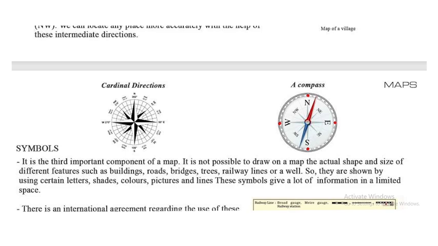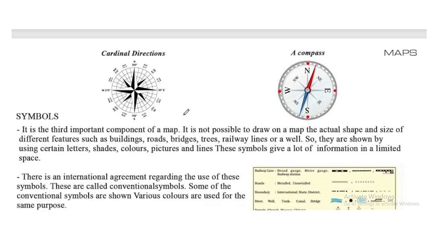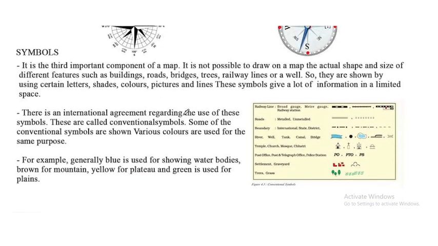So we already discussed distance and directions. Now symbols. It is the third important component of a map. It is not possible to draw the actual shape and size of different features such as buildings, roads, bridges, trees, railway lines, or a well. So they are shown by using certain letters, shades, colors, pictures, and lines. These symbols give a lot of information in a limited space.